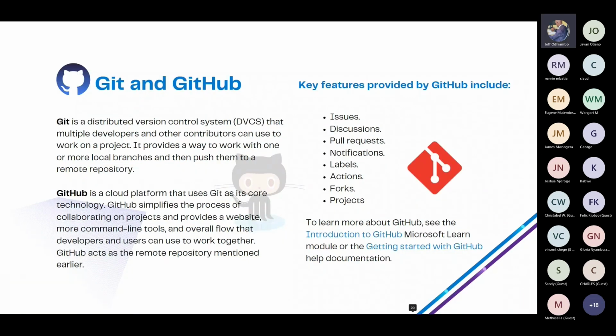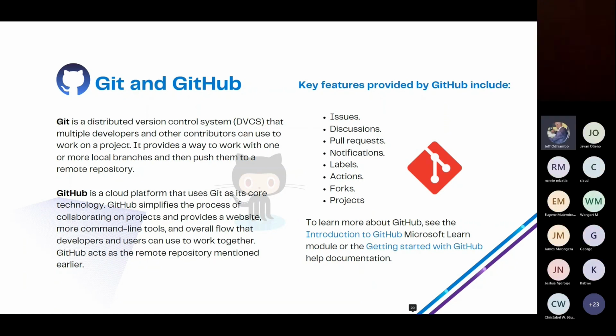Yeah, so we have Git versus GitHub. I think I've talked about them. Git is a distributed version control system that can be used by developers to track their work on a project. And GitHub is a cloud platform. GitHub is not Git. They are different. The only similarity I can say is that GitHub uses the Git technology to perform its operations, right? But GitHub is a cloud platform that uses Git as its core technology.